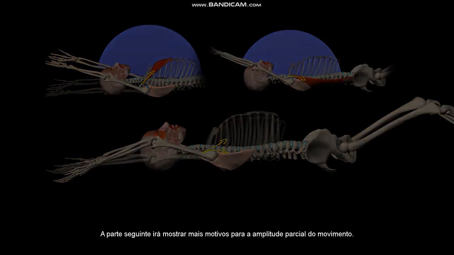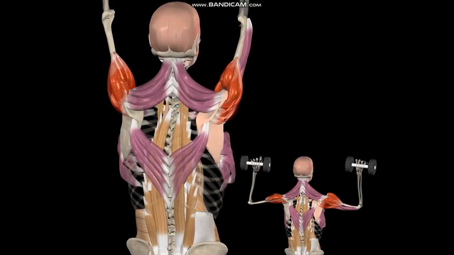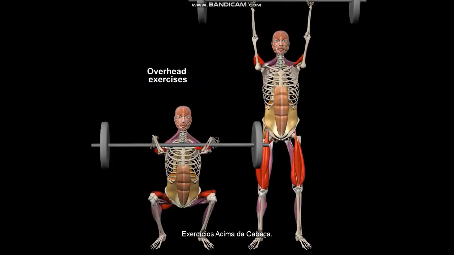The next part will show additional reasons for partial range of movement. Flexing arm while laying on the back, muscular emphasis. Overhead exercises.